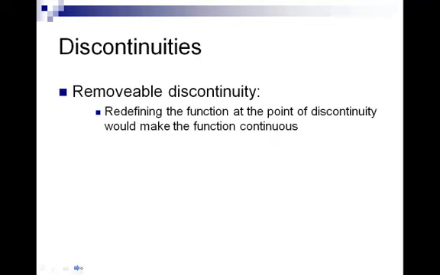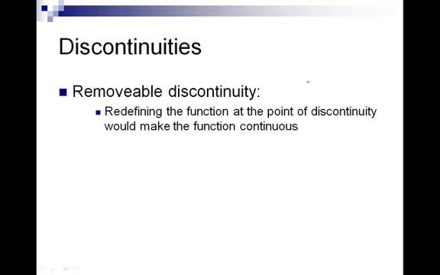When a limit does not exist, it's often because there is a discontinuity. There are two kinds of discontinuities. The first is a removable discontinuity. If you redefine the function at the point of discontinuity, it would make the function continuous.